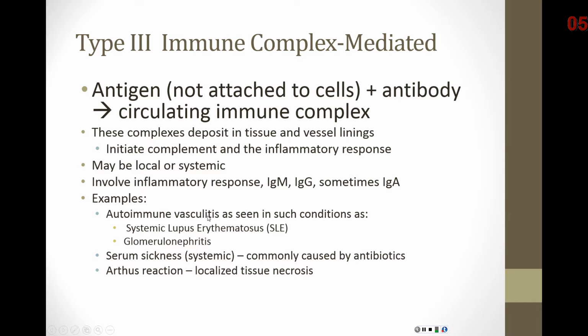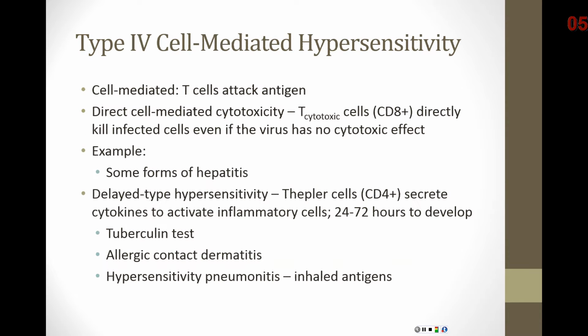A little less common, but again, autoimmune vasculitis, by the way, refers to inflammation of the blood vessels due to some sort of autoimmune response. So that's where lupus fits in there, and even glomerular nephritis also fits into that one as well. Not nearly as commonly heard a disorder, but this is a problem with the glomerulus in the kidneys. And then type 4 cell-mediated hypersensitivity.